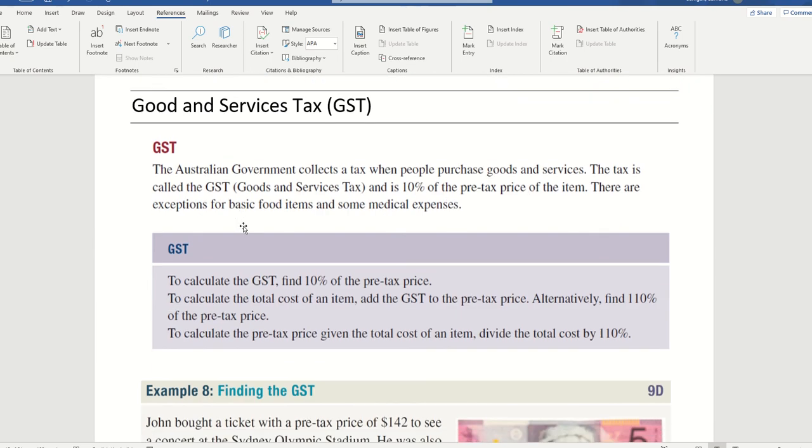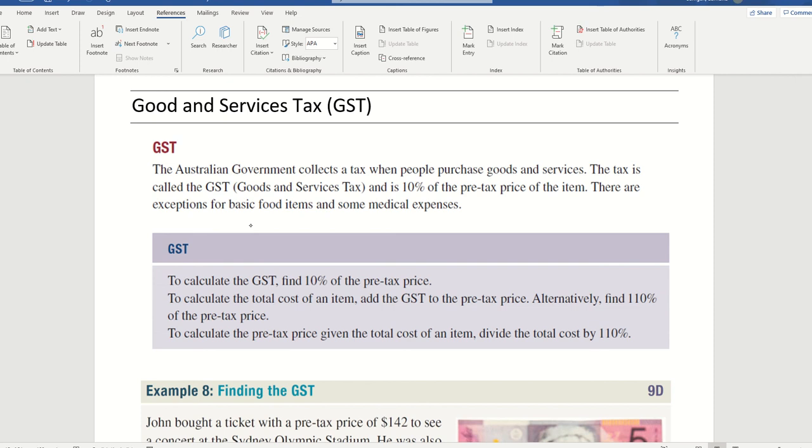Now let's have a look at our goods and services tax. In Australia, we call the tax a goods and services tax, and the Australian government collects a tax when people purchase goods and services. The tax is called the GST. It's 10% of the pre-tax price of the item. There are exceptions for basic food items and some medical expenses.